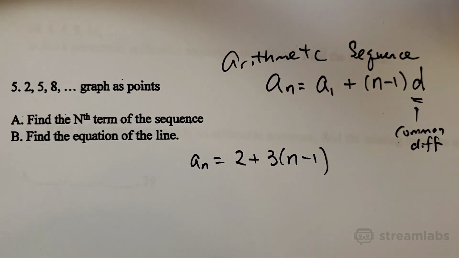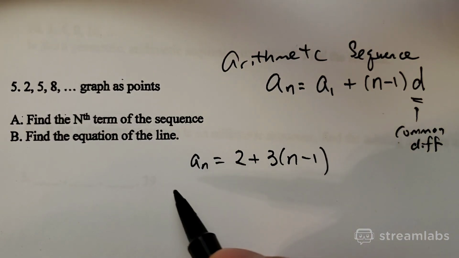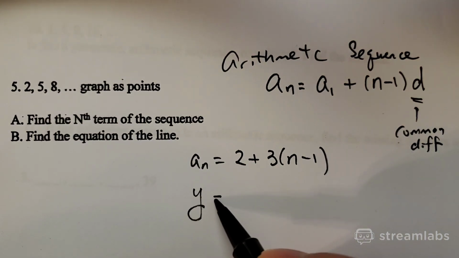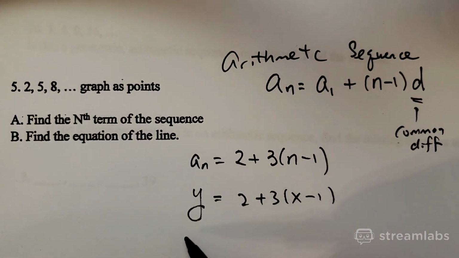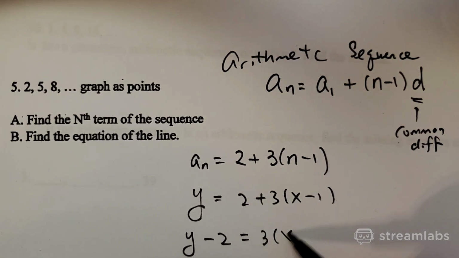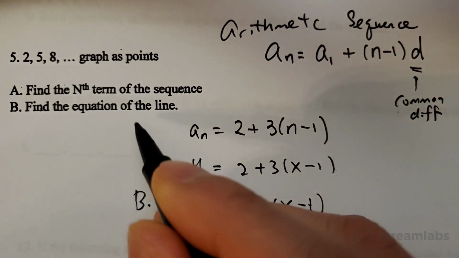How are we doing? Does that look okay? So the equation of a line is equivalent to making the term y and making n x. So like this. And if you are familiar with it, I can move the 2 over and get this. This is called what kind of form? Do you guys remember this? What kind of form is this?